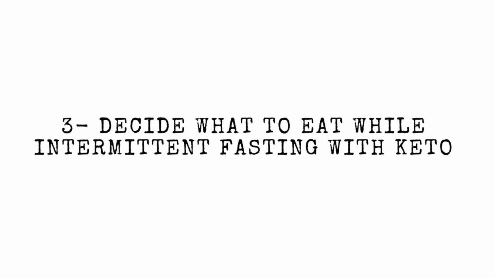Step 3, you're going to need to decide what to eat while intermittent fasting with keto. It will make it a lot easier on you if you pick a simple meal plan that you can repeat. Some people eat the same thing every single day, and you can do that if that is something you would like. Or what I do is I have a 7-day meal plan that I cycle through. So you could do that. It's 7 days and you repeat that 7-day meal plan over and over.